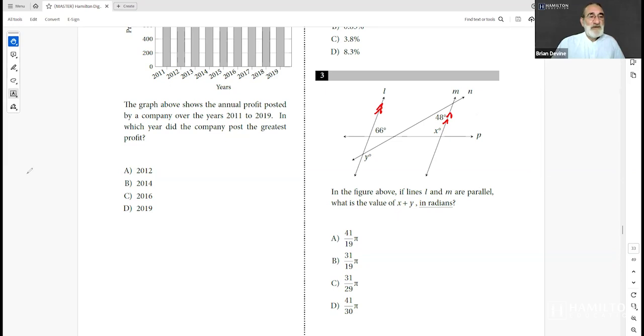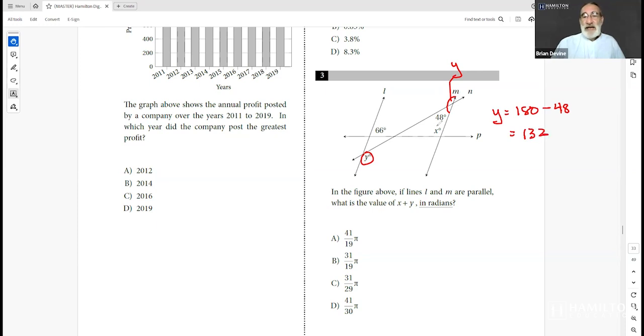Well, if I consider that line N is cutting across parallel lines L and M, then if this angle is Y, then this angle here must also be Y by the idea of alternating interior. And if that's so, well, these two have to add to 180, and so Y must be equal to 180 minus 48, which is 132.